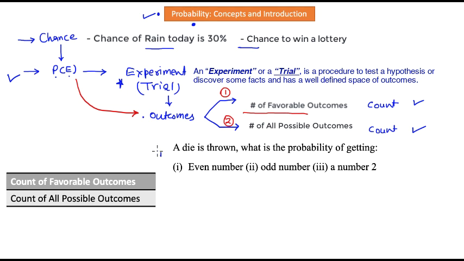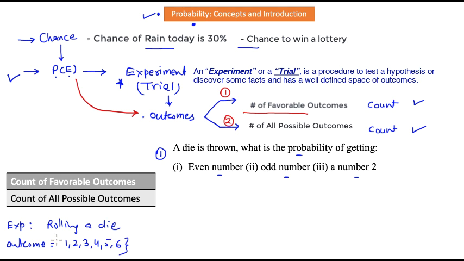Take a look at this example, in which the situation is that a die is thrown and we want to calculate the probability of getting either an even number, an odd number, or a number 2. We want to calculate all three different probabilities. All right. First, let us define our experiment. The experiment is simply rolling a die, correct? The outcome from this experiment will be one of these numbers: 1, 2, 3, 4, 5, and 6. Only one of these numbers will happen, right? So in that case, we can very easily say that the count of all possible outcomes will be 6, right?